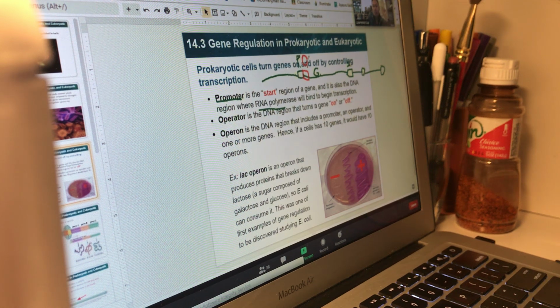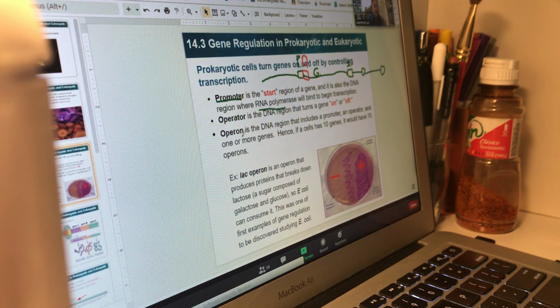The operator is the region of the DNA where it tells the enzyme, hey, you get to carry out transcription and translation, or you don't get to. If it's off, you don't get to. If it's on, you get to move ahead. So it's kind of like the light signal. Green means go, make your protein. Red means stop, you can't make any protein. So that's what the operator does.